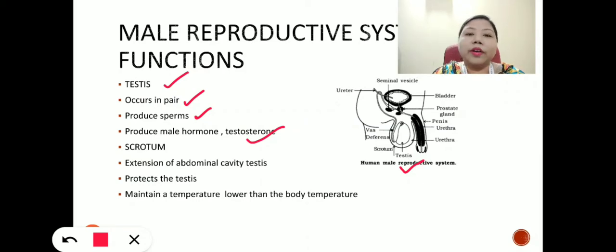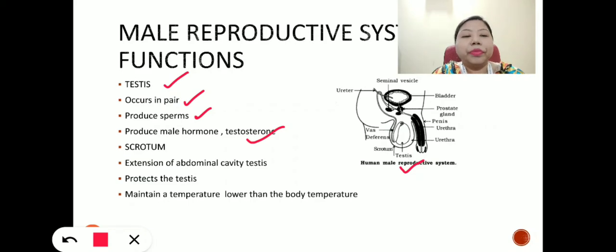Not only that, there are different physical changes which take place in the body of the male, and testosterone is responsible for that development. So the main function of testes is to produce the sperm and also secrete the male hormone called testosterone. And why is it present outside the body? Because for the production of sperm, the temperature required should be less than the normal body temperature. So to maintain that temperature, it is located outside the body.